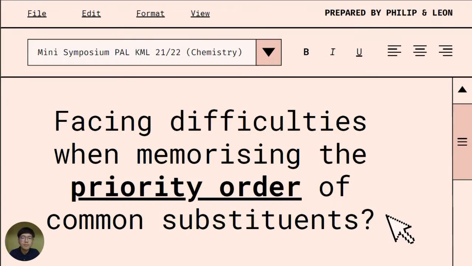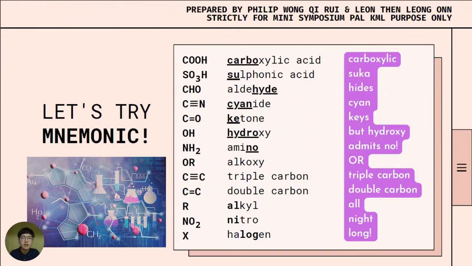Alright, so I believe quite many of them are facing difficulties when memorizing the priority order of common substituents in organic chemistry, right? So Philip and I came up with a better way to remember the priority list. It's actually a mnemonic method. So you can see carboxylic acid, sulfonic acid, aldehyde, cyanide, ketone, hydroxy, amino, alkoxy, triple carbon, double carbon, alkyl, nitro, and halogen. It's very long and hard to memorize all these kinds of stuff, right?